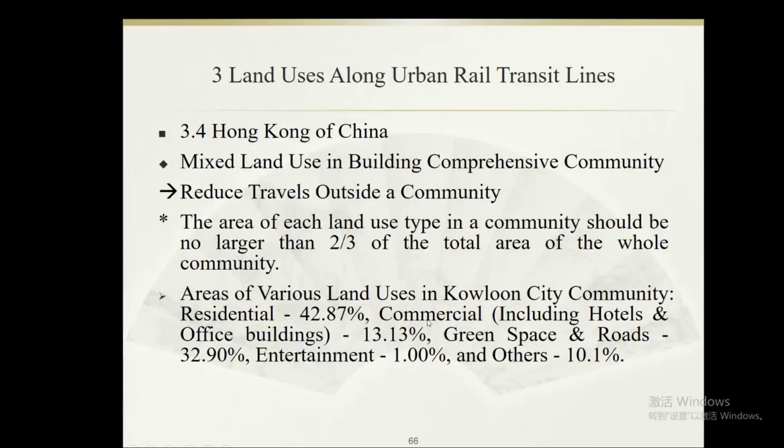This is a community in Hong Kong. Let's see the land use types here. Residential, about 40%. Commercial inside this community is about 13%. Green space and roads, about 30%. Entertainment, 1%, and others, about 10%. It means that for your daily life, it is not necessary for you to go outside this community. If you want to go outside this community, then you must have something very important to deal with. In this way, long-distance, very tiring, very exhausting trips are avoided.